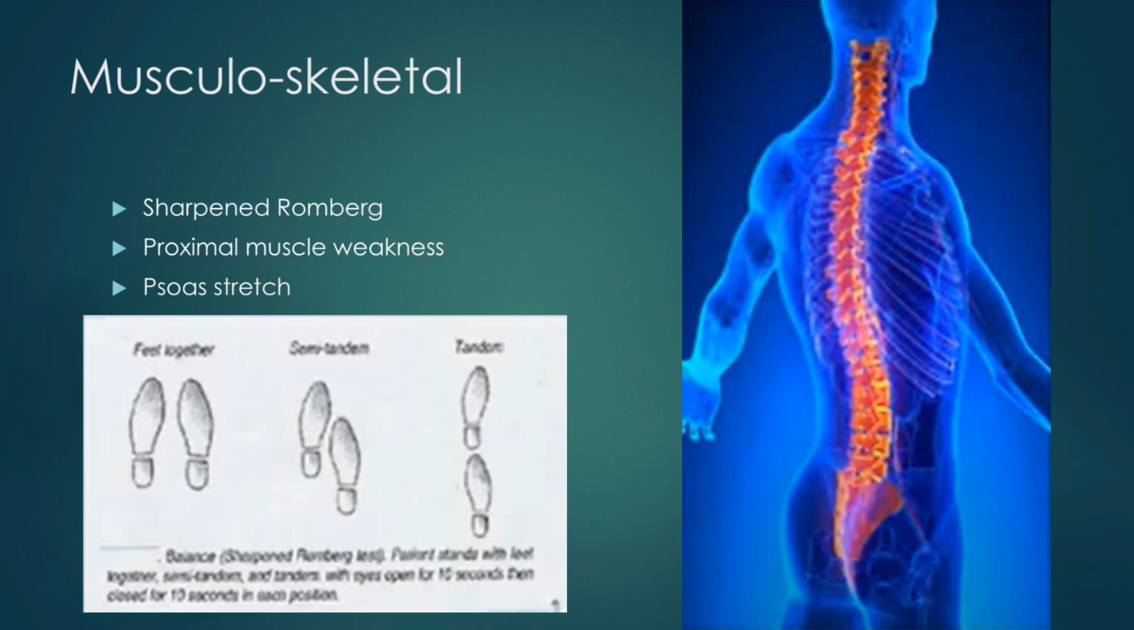You also want to measure proximal muscle weakness, doing things like the shoulder shrug or a leg lift. Test for psoas stretching. That measures the hip extension. You'll be amazed if you apply this to your practice as to how many people have limited flexibility in their hip extension, as reflected by a psoas spasticity.